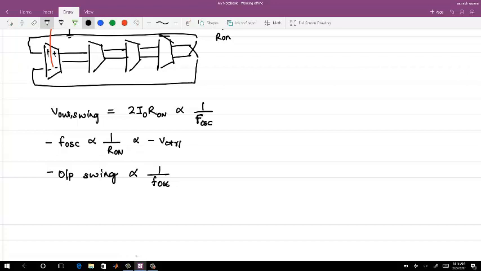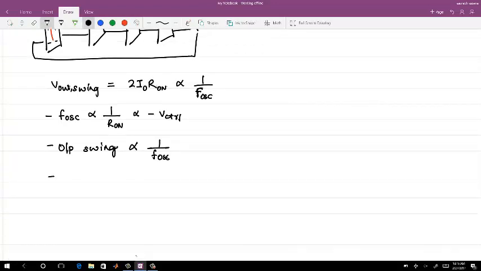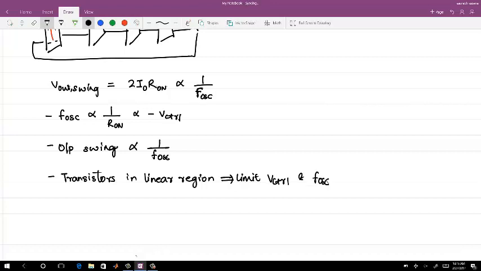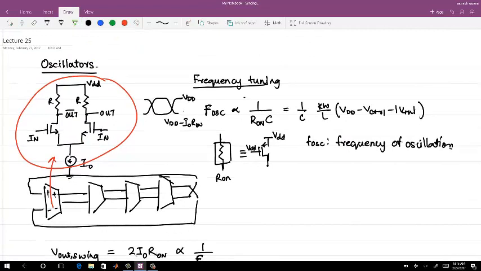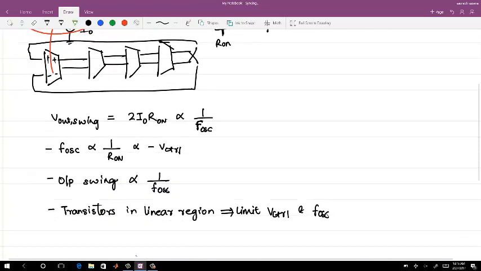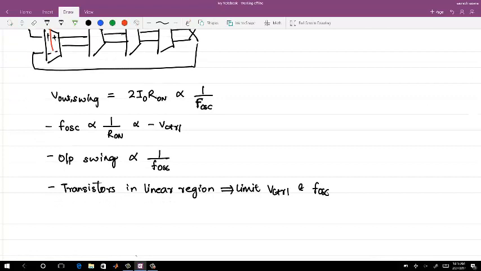The other thing is you need to keep transistors in the linear region. So this will limit your range for V control and oscillation frequency both. How much can you vary? So for this particular cell which is used in the oscillator, these are the observations.